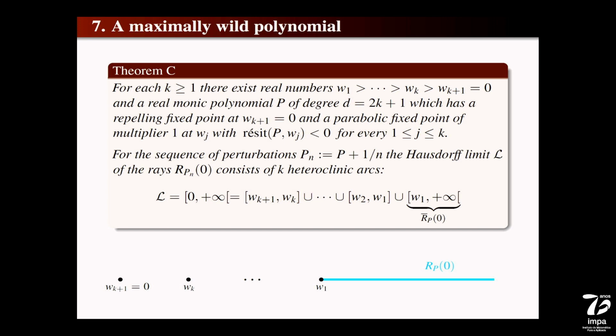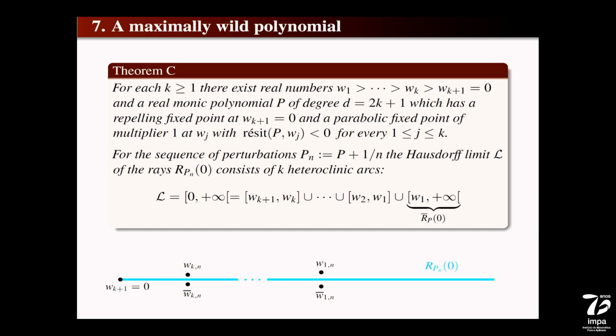So there is such a polynomial. For each k, we can construct this. It's completely symmetric. It's a real polynomial. And if I perturb these polynomials by adding a small positive number, say p sub n is p plus 1 over n, then what happens is that each of these parabolic fixed points splits into a pair of complex conjugate attracting fixed points. So that gap opens up.